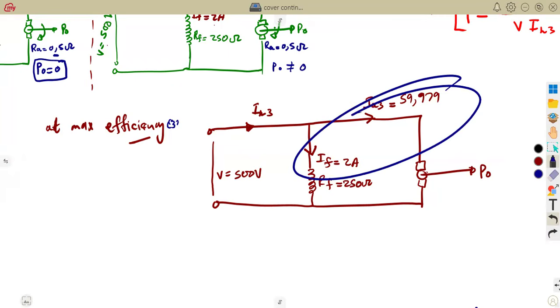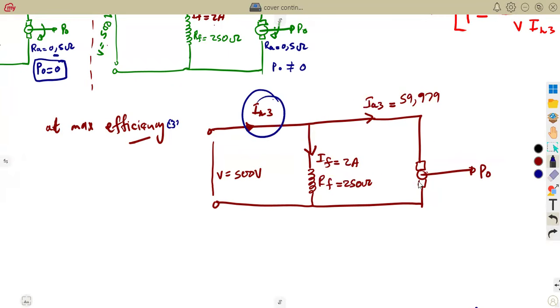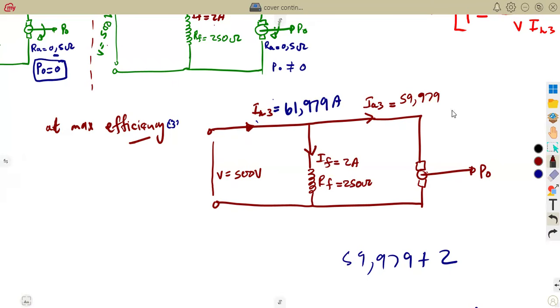So I can determine this current. Remember our Kirchhoff's law: this current is entering the branch, so it is the sum of these two. You simply add 59.979 plus 2 to obtain this one, which is our load current there. And that gives us 61.979 amperes. This is just an understanding of our DC machines, guys. Nothing much.